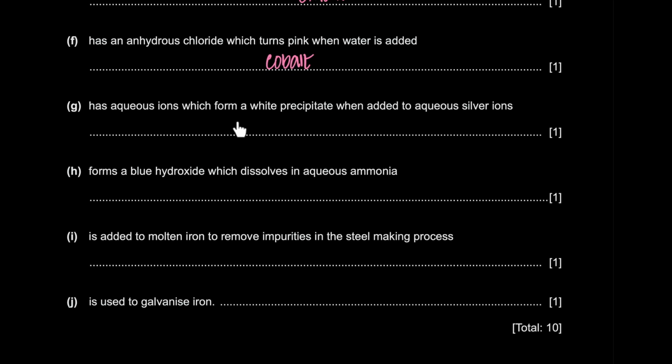Has aqueous ions which form white precipitate with silver. Silver ions will give you halide precipitates. Chlorine will be white, bromine will be cream colored, and iodine will be yellow. So we have chlorine, that'll give us white precipitate. So, well, chlorine again, right? It's a pretty popular element these days, isn't it?